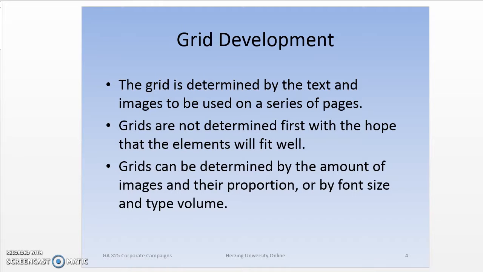Grid development. Type-driven design is dominated by content: text, typographic elements, tables, lists, and charts. Image-based projects are the opposite. They're dominated by photos, illustrations, and graphics. Designers do not choose a grid randomly and then try to make the images and type fit into the grid. In fact, it is done in the opposite manner.